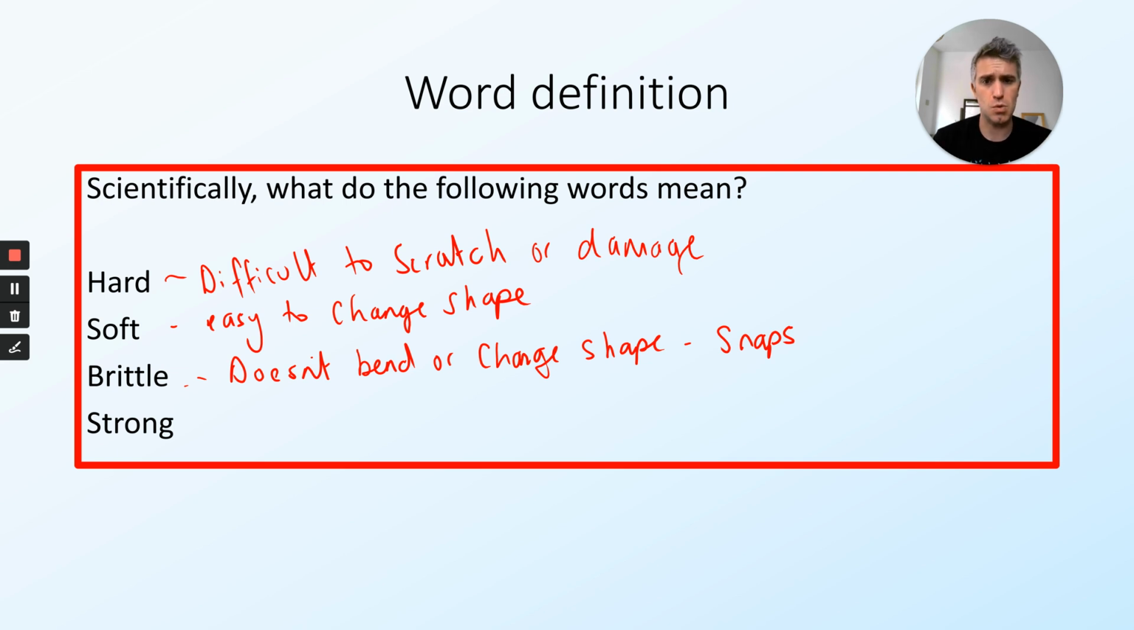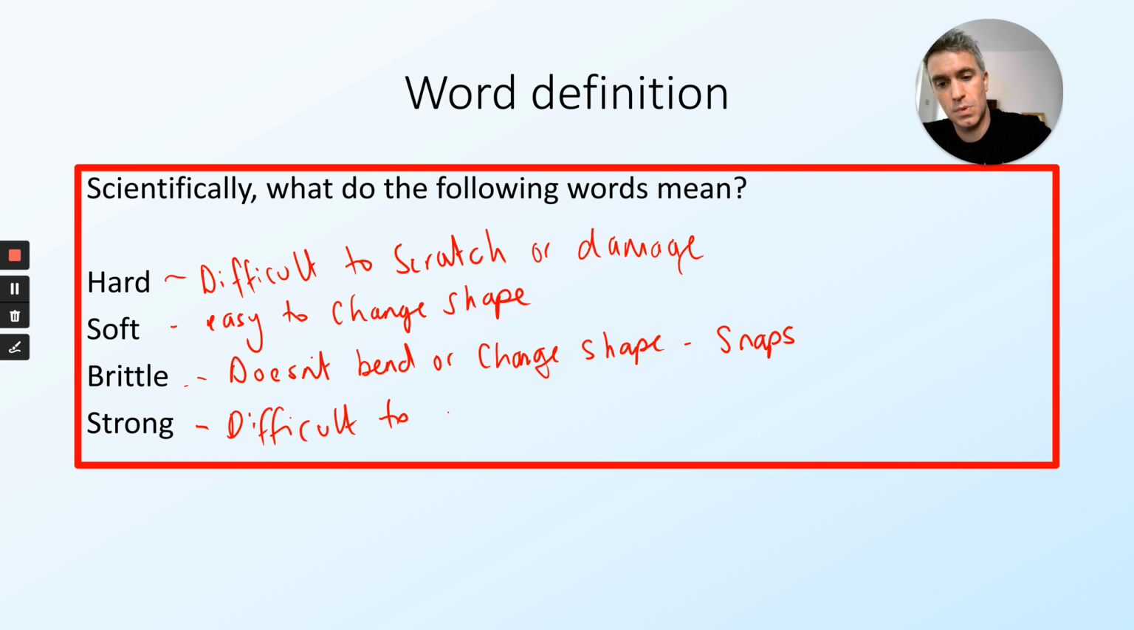But glass is also brittle. You can't really bend glass much, you can a tiny amount, but it's quite strong. But when you do go so far, it will snap. So brittle doesn't have to be weak. It just means if you try and bend it, it won't change shape. It will be fine till it breaks. And the last one is strong, and this is kind of difficult to break.